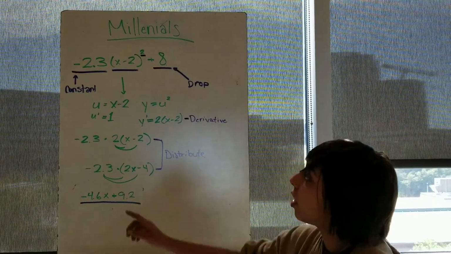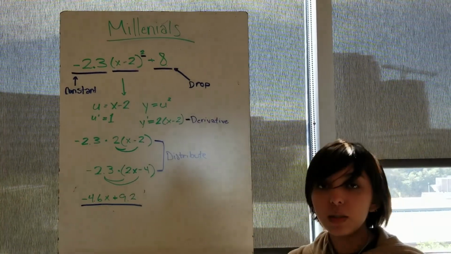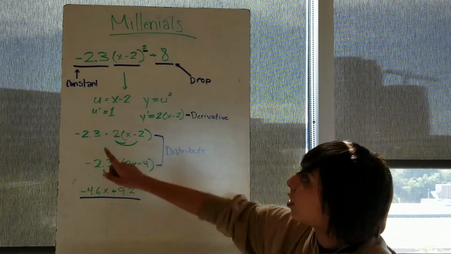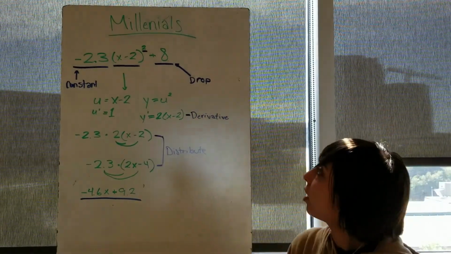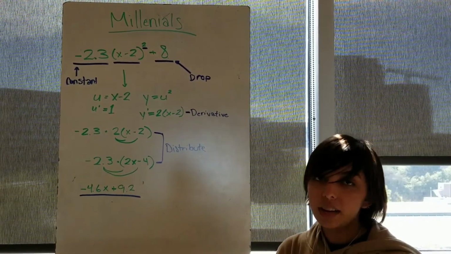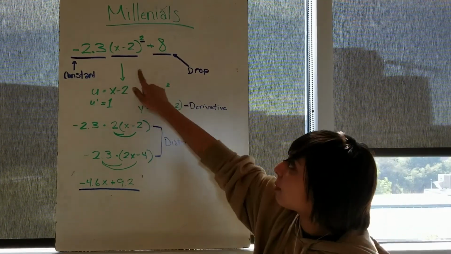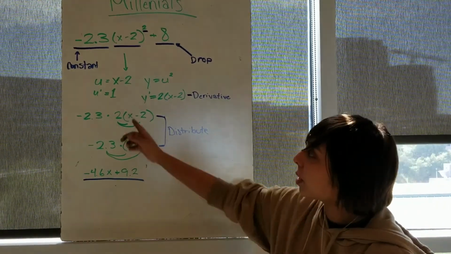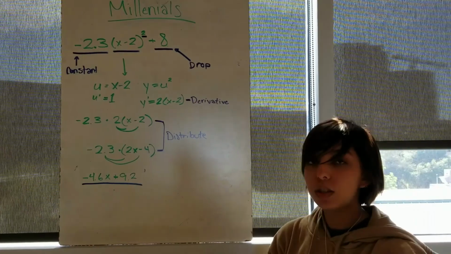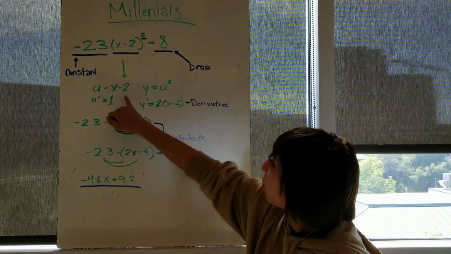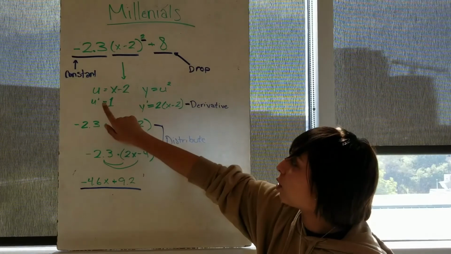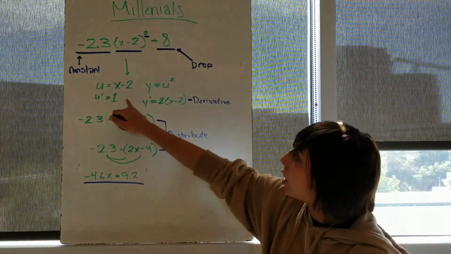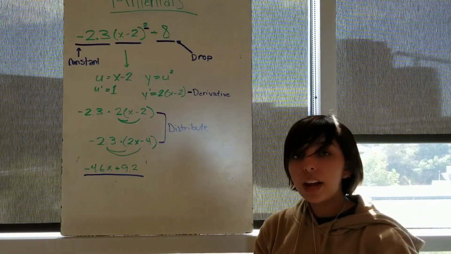So we're given a function of negative 2.3 times (x minus 1) to the second plus 8, and that's the function for millennials. And so the constant in this function would be negative 2.3, and then we would drop the plus 8. So with the (x minus 2) squared, that is two functions that we can break up into u and y. So u would be x minus 2 and y would be u squared. And then to find the derivative of u, we have to plug it into the equation, and that would bring us to 1. And then for y, it would be 2x minus 2.